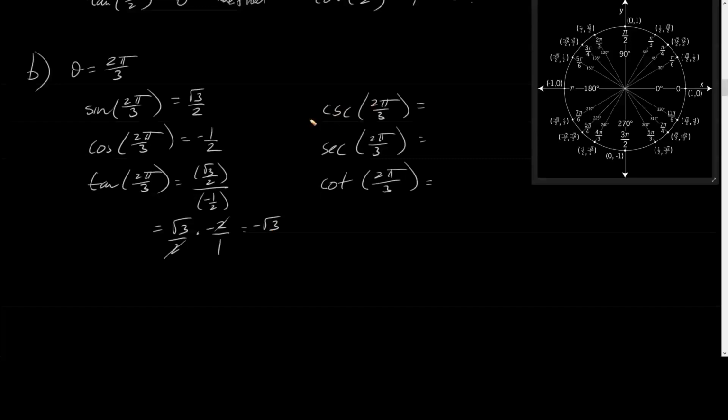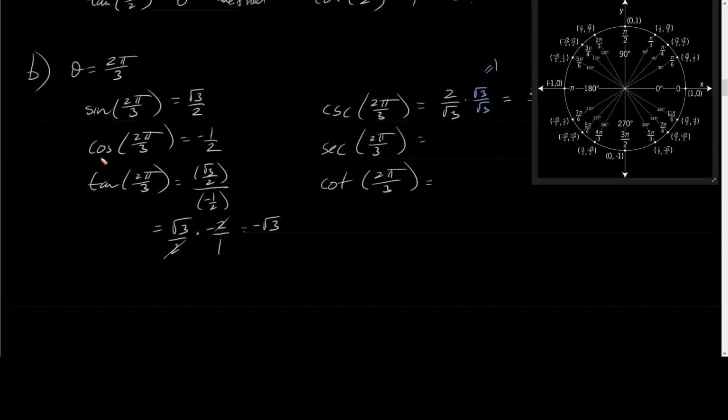cosecant. Cosecant is a reciprocal of sine, so it would be 2 over radical 3. But we don't like that. We don't like having radicals in our denominators. So I'm going to rationalize this and write it as times radical 3 over radical 3. Remember, all I'm doing is multiplying by 1. And multiplying by 1 does not change a thing. So what I end up with here is 2 radical 3 over 3.